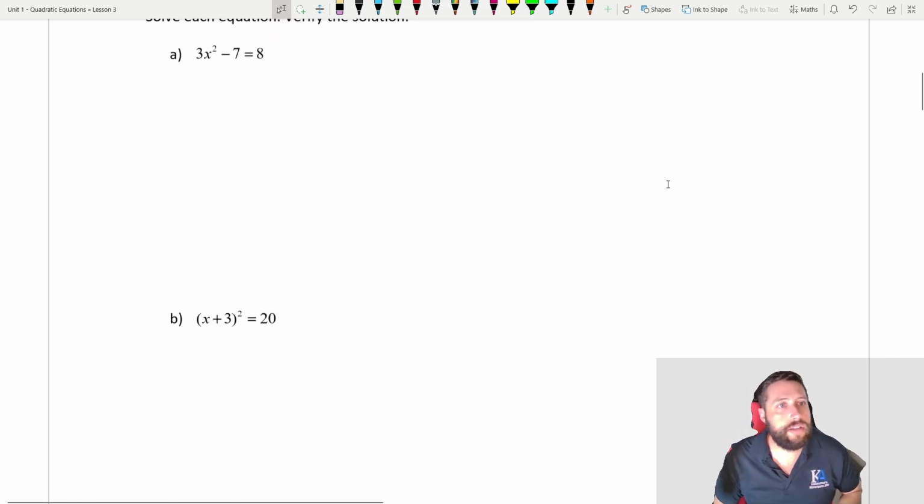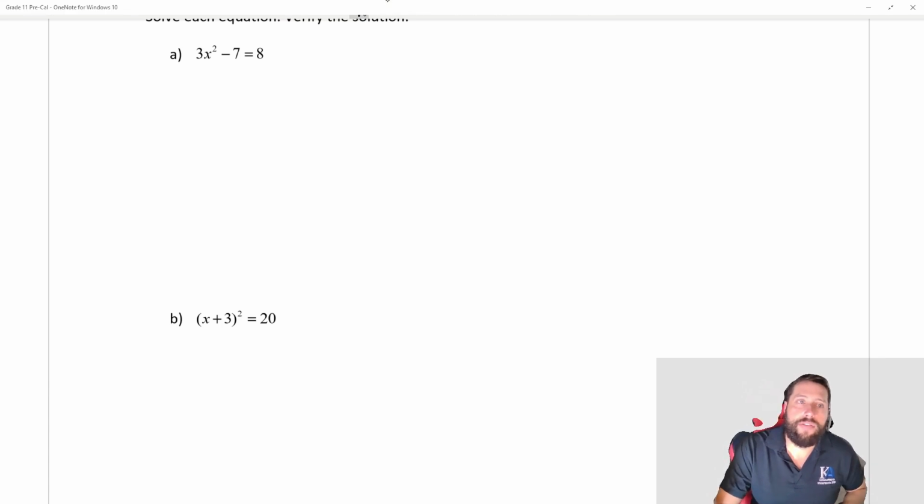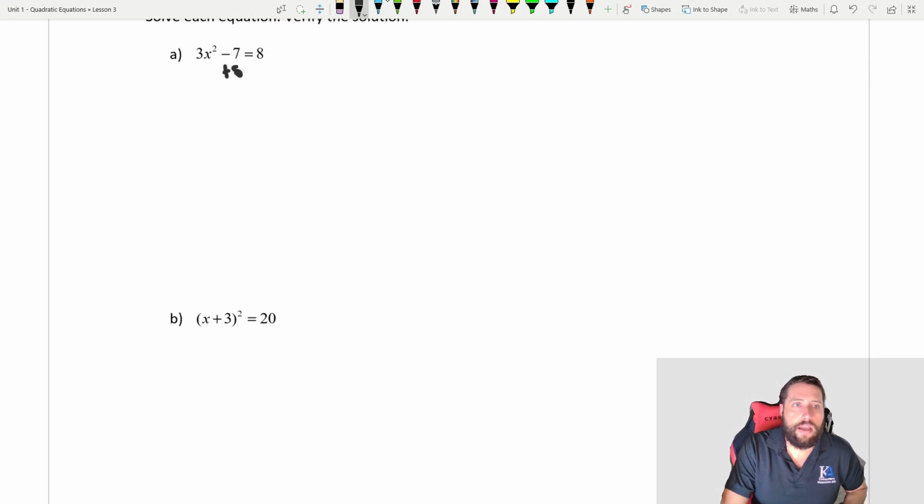A. 3x squared minus 7 is equal to 8. So what we're going to do is move all the numbers to the right-hand side, and then we will isolate x. So let's add 7 to both sides here. So we have 3x squared is equal to 15. Divide both sides by 3, which means you get x squared is equal to 5.